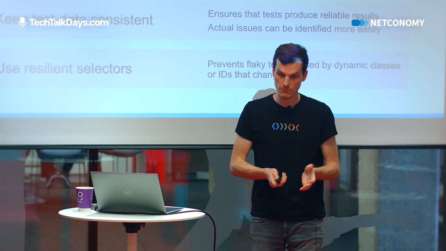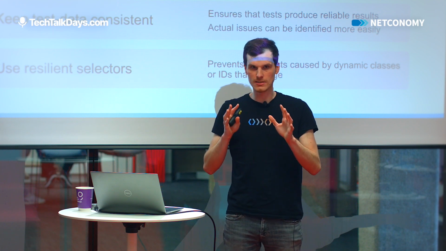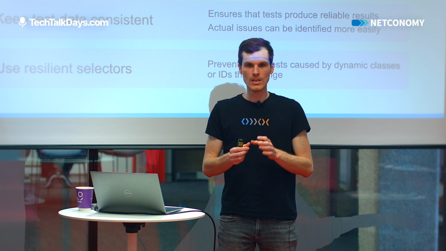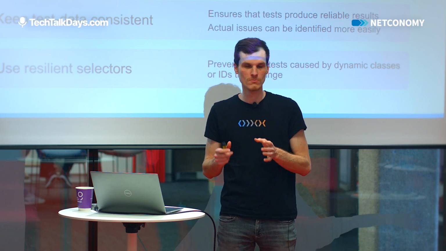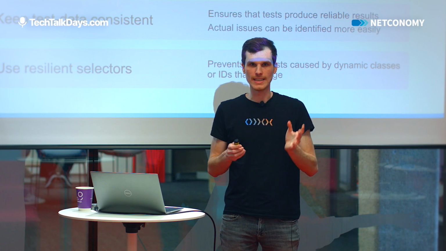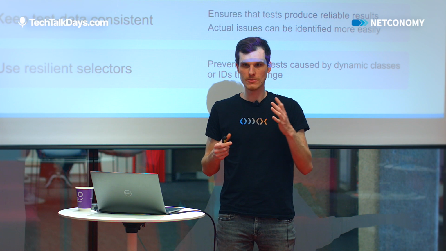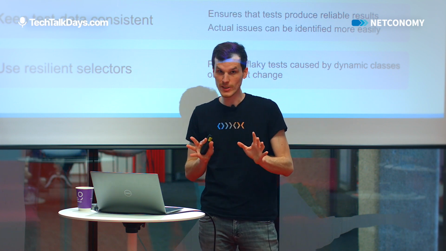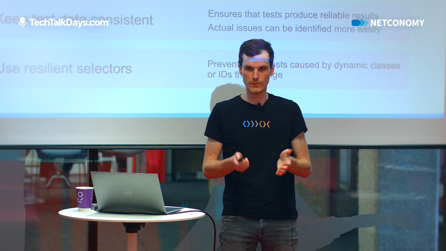You should use resilient selectors, meaning don't use CSS class or ID selectors to select your elements for your test. Use dedicated attributes like data attributes. For instance, you can use a data test ID. And if a developer encounters such a test ID during development, they know, okay, if I change something here, I have to check if the Cypress tests or if the end-to-end tests still run through.